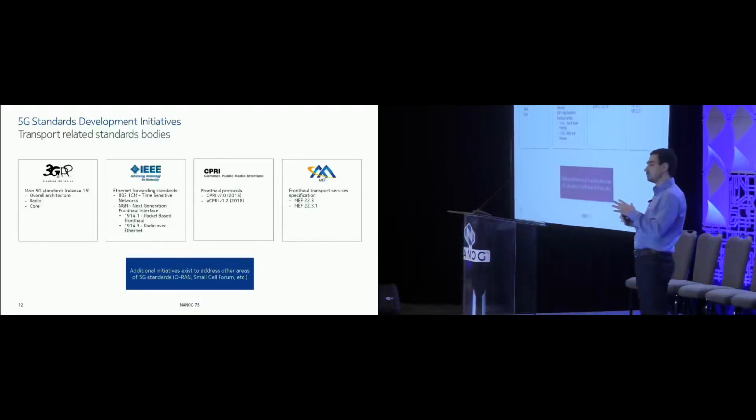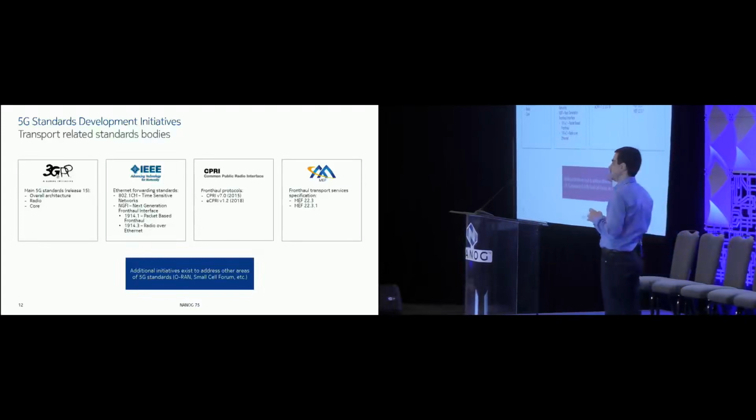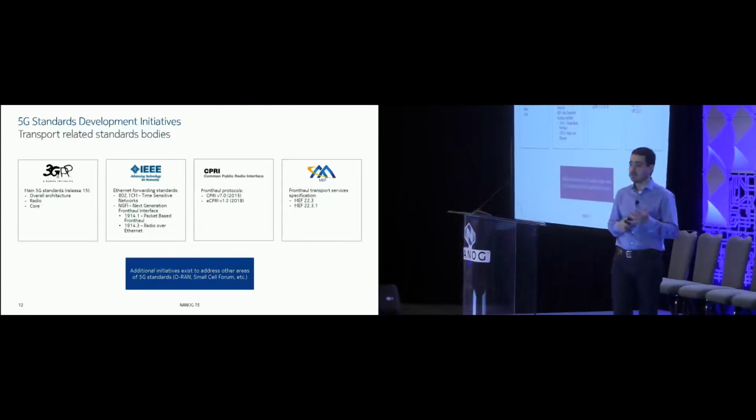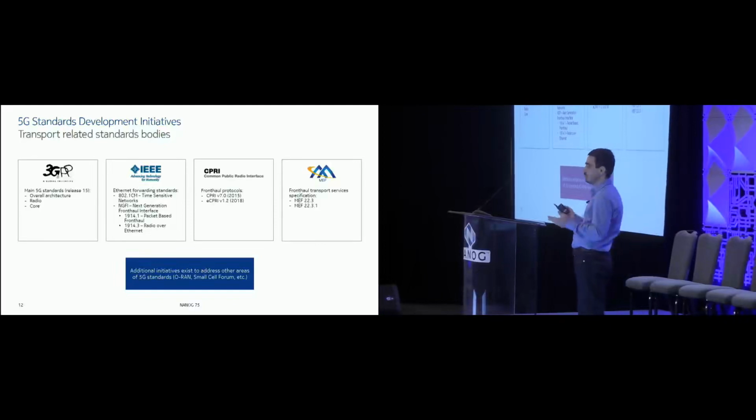And there's actually two other working groups at IEEE called the Next Generation Front Haul Interface, 1914.1, which looks at basically the requirements for front haul over packet networks, and 1914.3, which looks at how to encapsulate all of those CPRI radio signals into Ethernet, into packet-based networks as well.